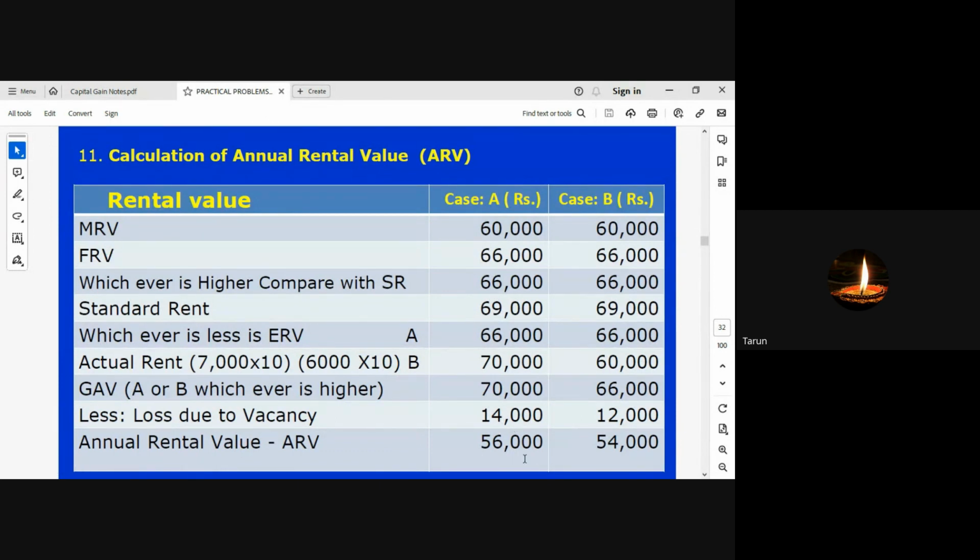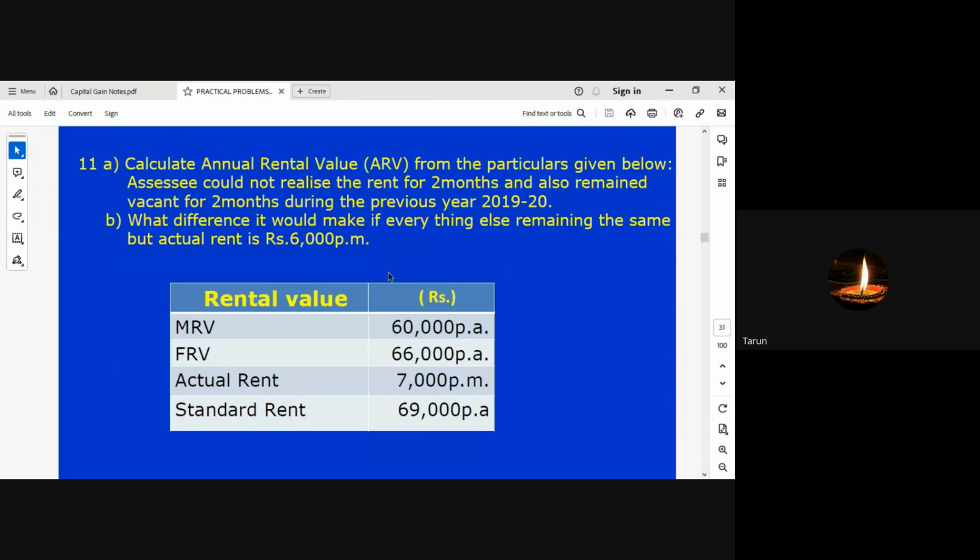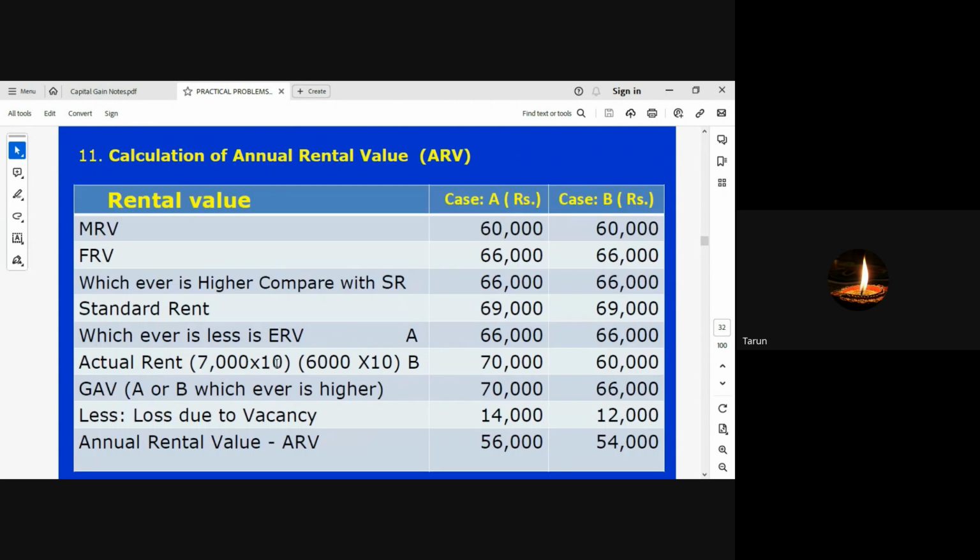So this is the way to estimate, right? 7,000 into 10, 6,000 into 10. Why? Because it is already included in the previous year 2019 to 20. 2 months is vacant, so ultimately the number of months for which rent is received is 10 months. So 10 months will be considered. That's why 10 is taken, because the SSC couldn't realize the rent for 2 months. So ultimately the balance months are 10, and 10 has been considered in this particular question.